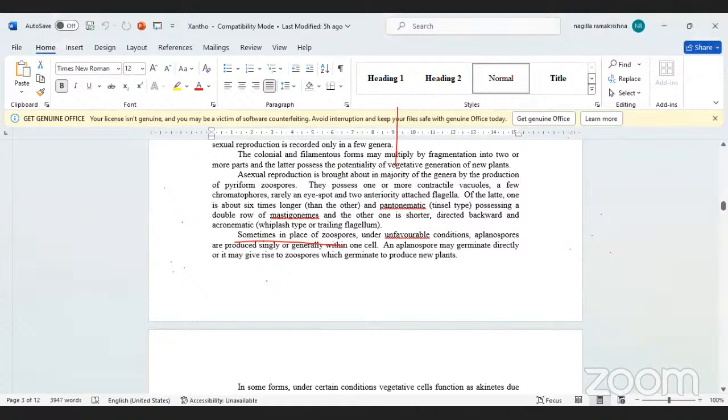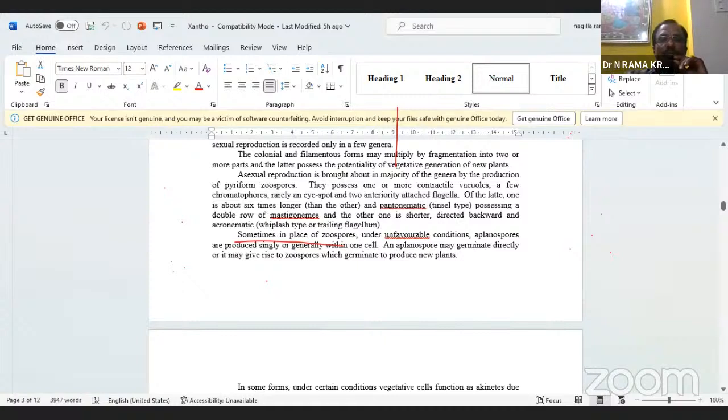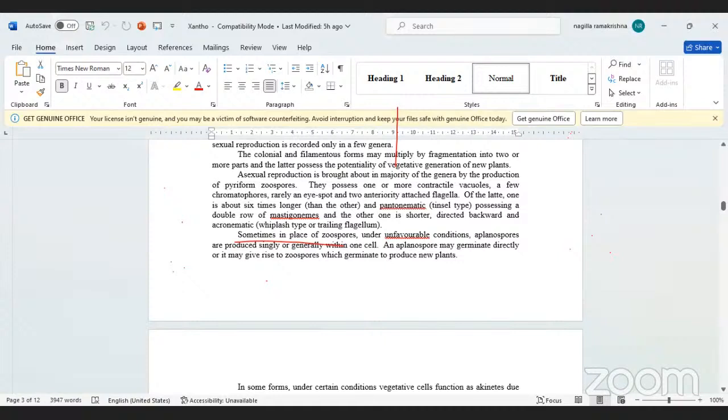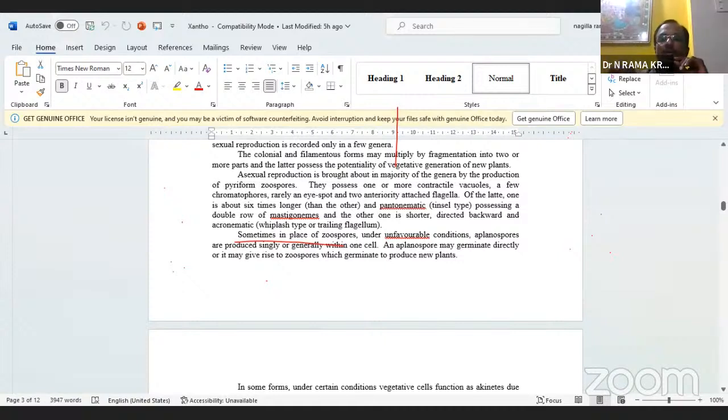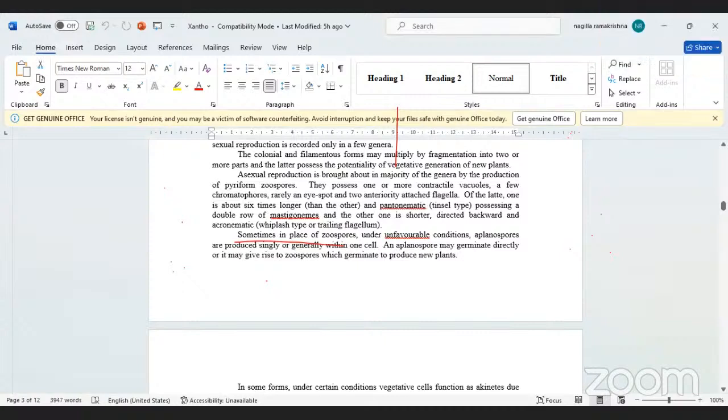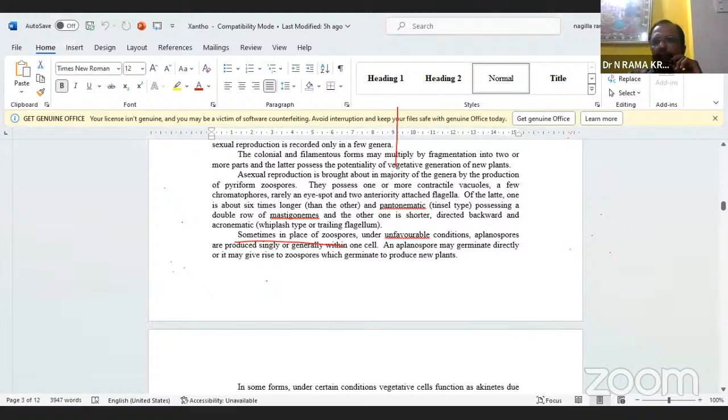Yes, sir. What type of sexual reproduction system is in Vaucheria? Gametic type. The male reproductive organ? Antheridia. Very good. Female reproductive organ? Oogonia. How is the development of Antheridia? How is the development of Oogonia? After the development comes fertilization, and after fertilization a zygote forms. This zygote produces the new plant. This is in Vaucheria. Is it clear now?